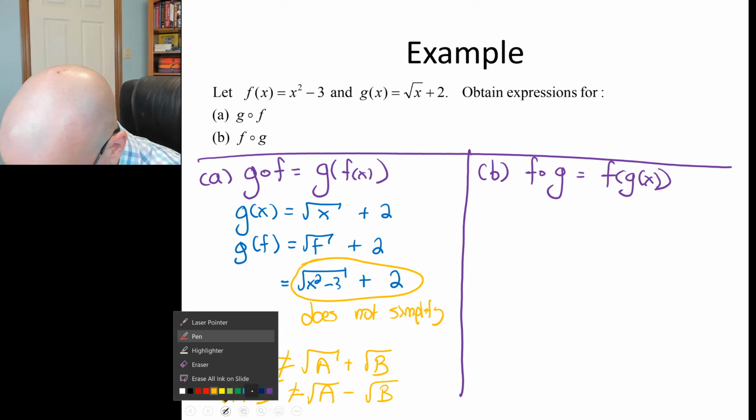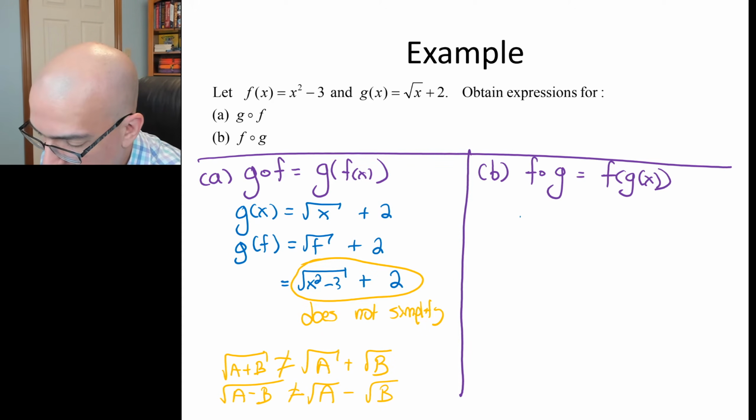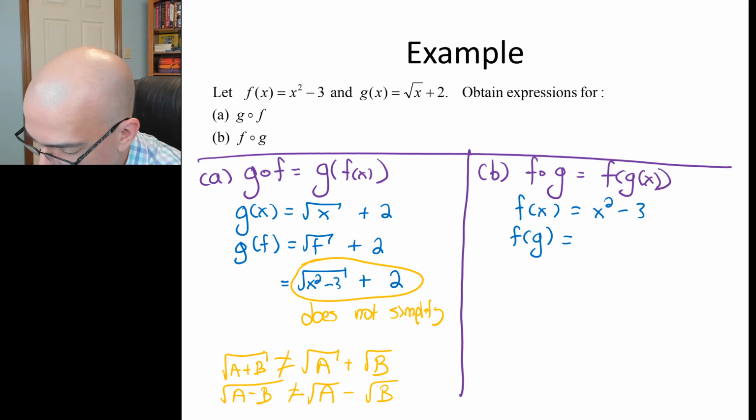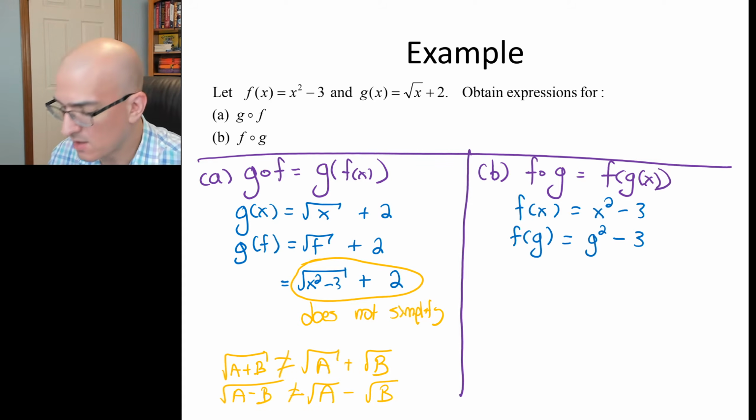Okay, next example. It's the reverse order. We're plugging g of x into f of x. So I'm going to start by writing f of x. f of x is x squared minus 3. Now I'm going to plug g into it. f of g is g squared minus 3, only replacing the x's by g, not the 3 by g.